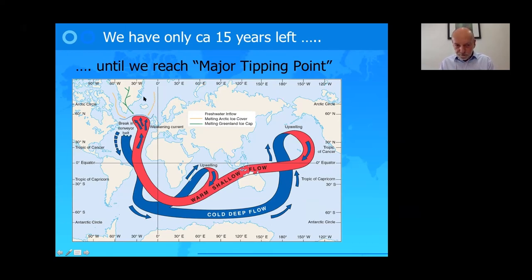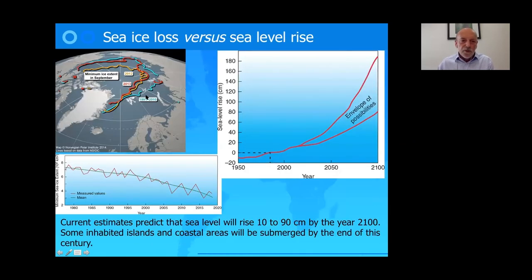And if this conveyor belt circulation would really come to a standstill or a substantial slowing down, then this would affect our climate dramatically. There are predictions now by the Potsdam Institute for Climate Research that we have about 15 years left before we reach the tipping point where the conveyor belt circulation might break up. There are clear signs that it slows down, and this is shown here also. The ice in the Arctic is retreating, and this leads to an increase in the sea level.